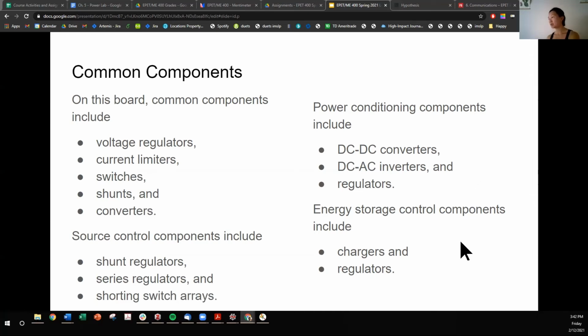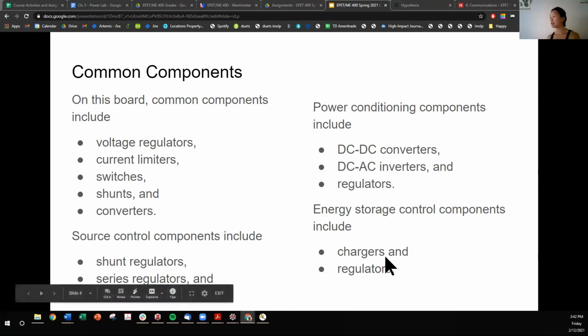Okay, and then energy storage. We saw in the previous schematic diagram that there are charger and discharger units. That kind of circuitry regulates the way that power goes into an energy storage device and comes out of a storage device.